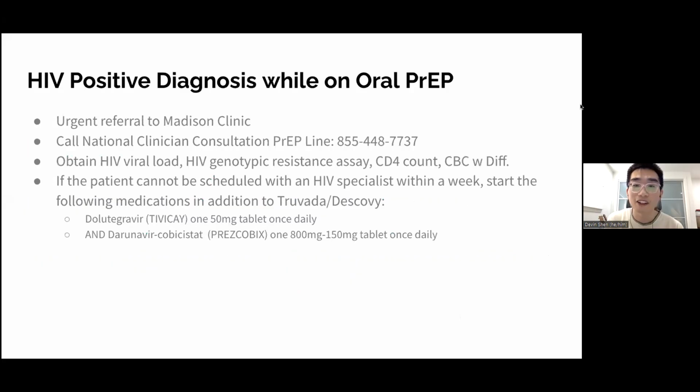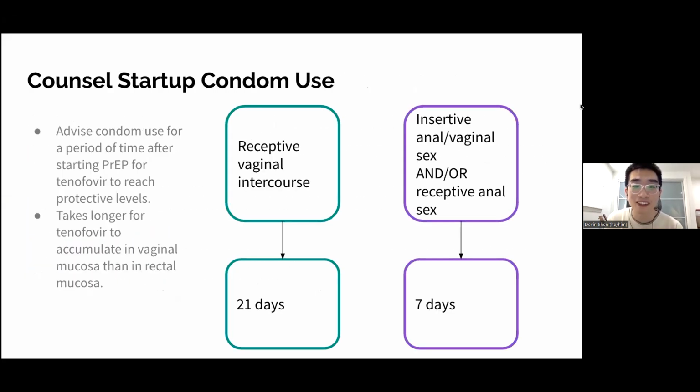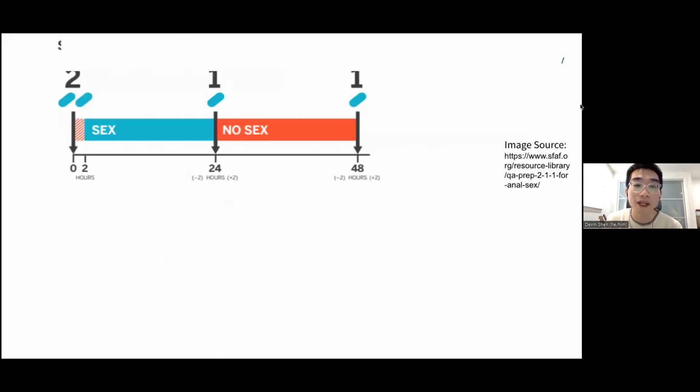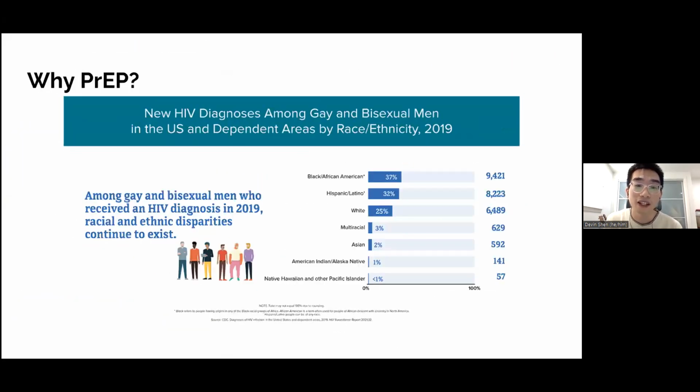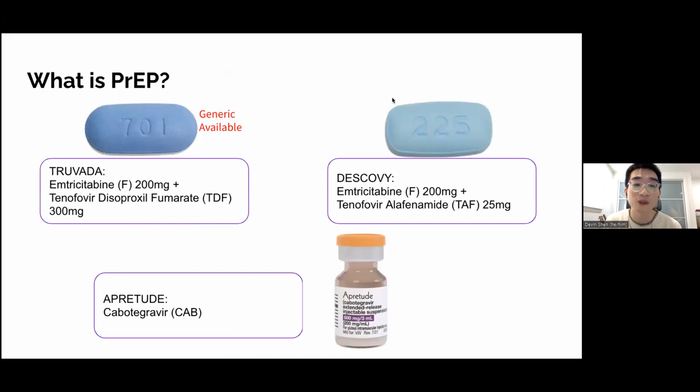The abbreviation F that I was using for this presentation stood for emtricitabine. I could have been a little bit more clear while talking about this. HIV medications are usually abbreviated, given that they have long names that are hard to appreciate. So emtricitabine is usually abbreviated as F or FTC. So Truvada would be FTDF and Descovy would be FTAF.